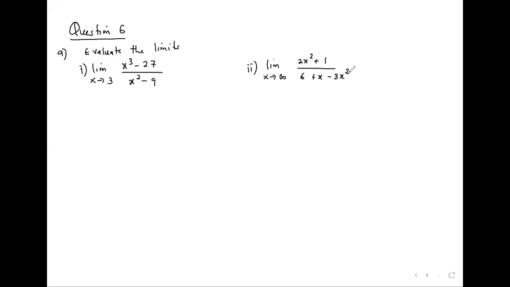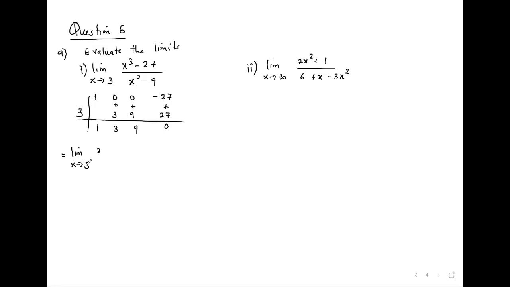So you work on the numerator. Since 3 is a factor of the numerator, you can use synthetic division to factorize it. You drop 1, you get 3, and you still have 3. You get 9, add, you still have 9. 27, when you add, you get 0.